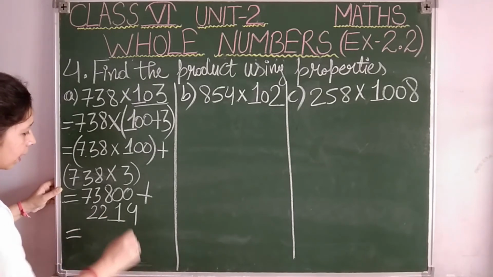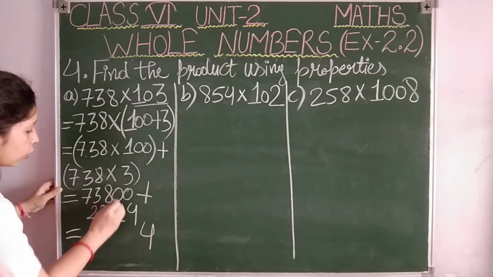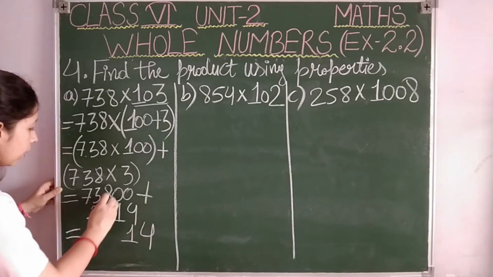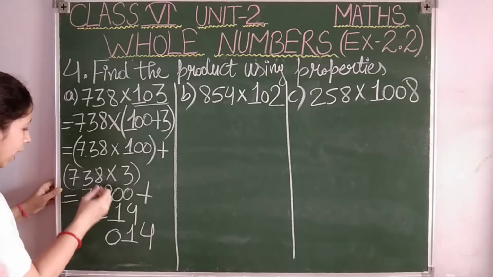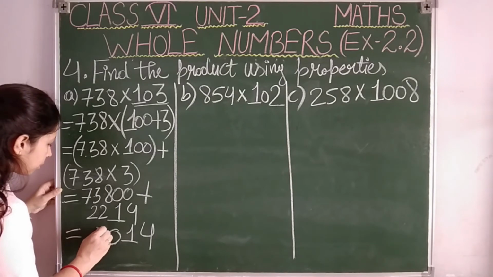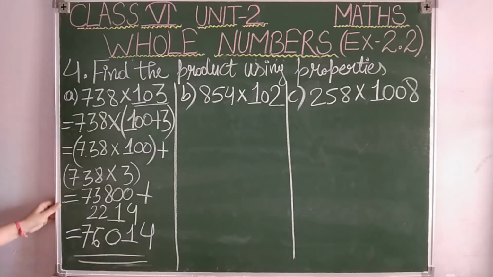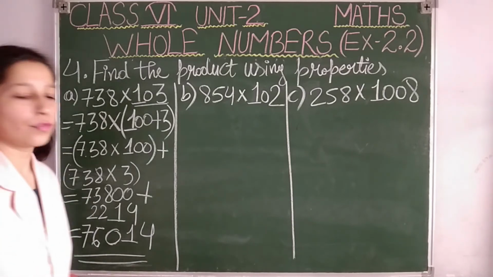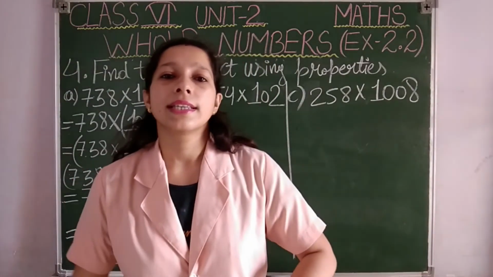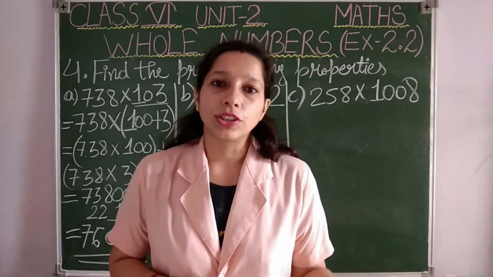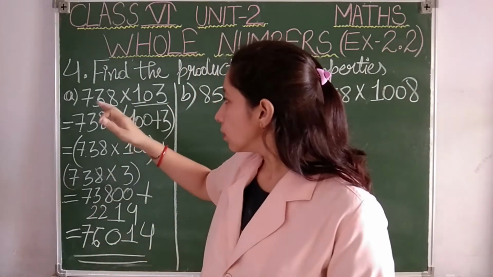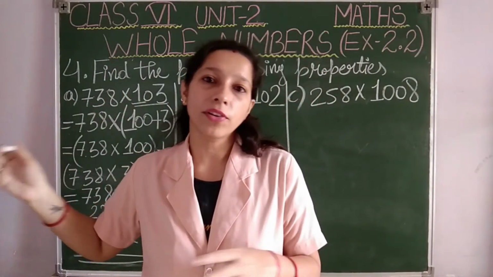Now add them, 0 plus 4, 4, 0 plus 1, 1, 8 plus 2, 10, 3 plus 2, 5, 5 plus 1, 6 and 7. I got my answer as 76,014. Clear, students?